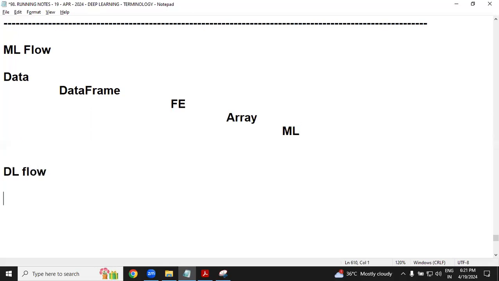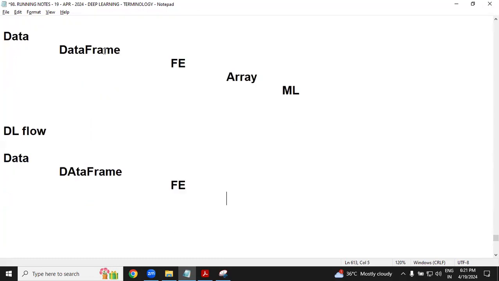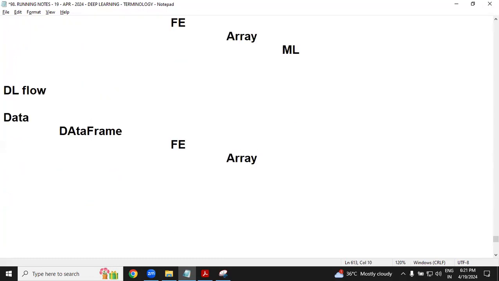Same thing, let me show you the DL flow. Data, next is data frame, next is feature engineering if required, next one here also is array. That's the power of array. Wherever you go, one topic will follow you, array. Do you think here is an algorithm? No. Conclusion of this story: for a neural network, the input is an array. Please connect like that.